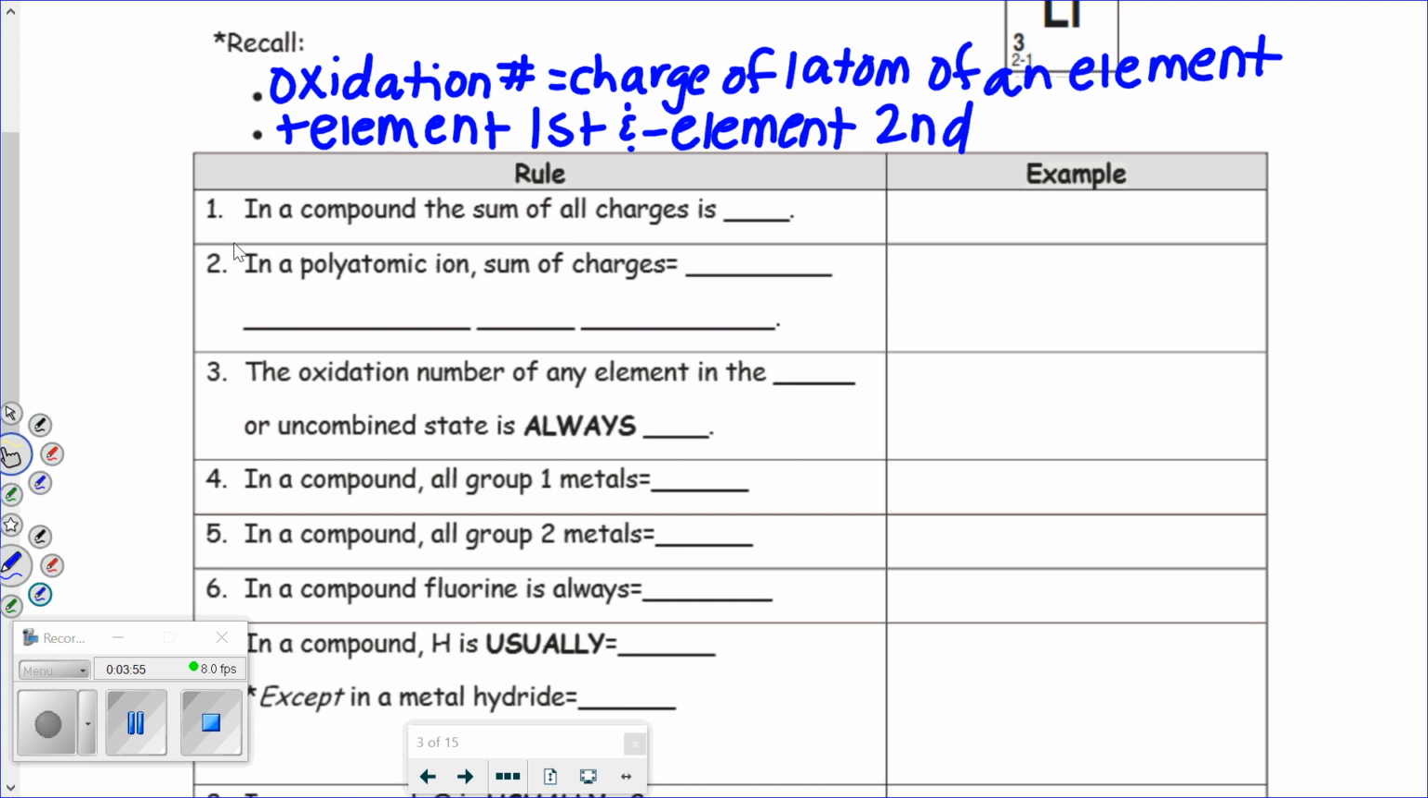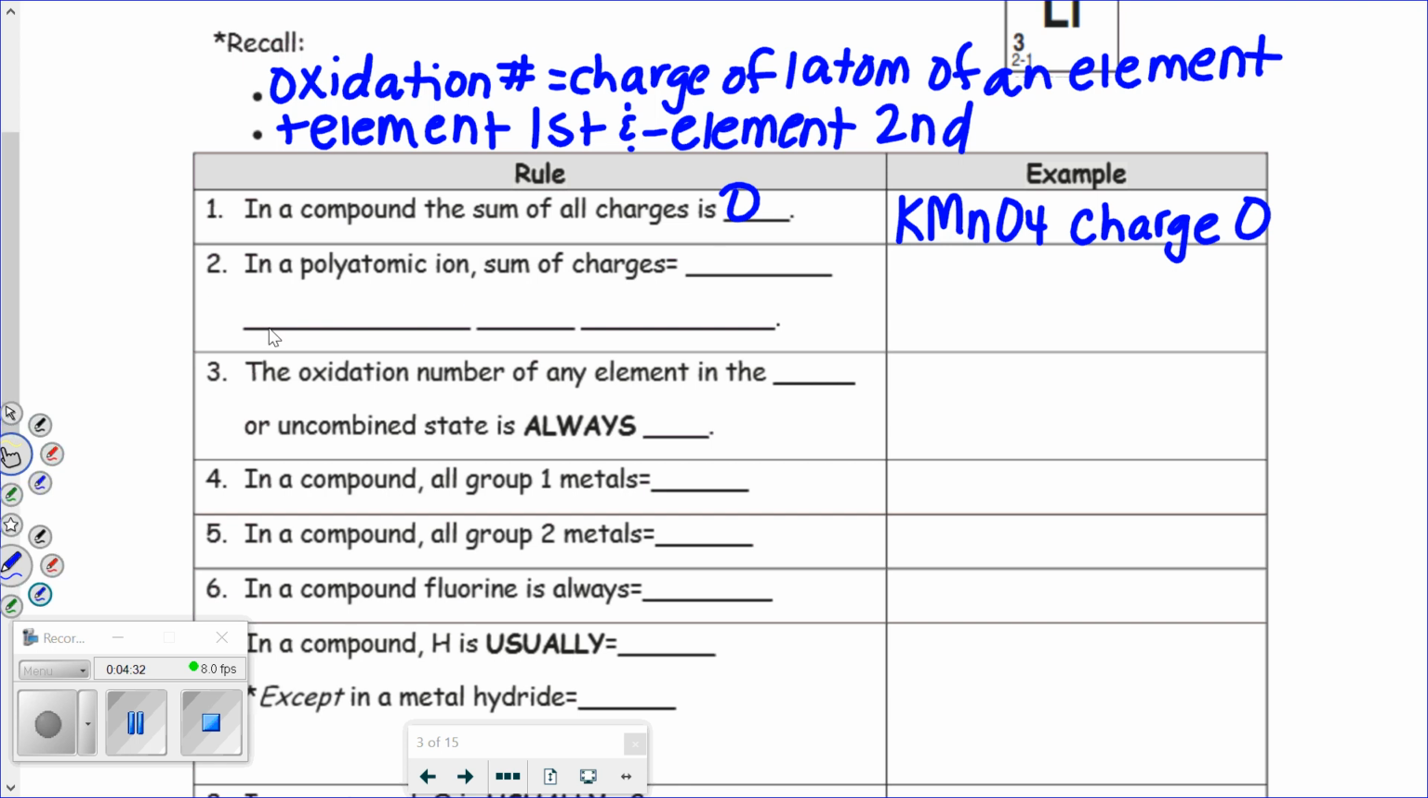Here's our first rule. In a compound, the sum, meaning if you add all the charges, is 0. I'll give you an example of that. Let's say that I have the compound potassium permanganate. The total charge of everything in this compound has to be 0. Meaning everything has to add up to be 0. It all has to balance out. Notice there's no charge anywhere in here. Each individual atom has its own charge, but all of them must add up to be 0.